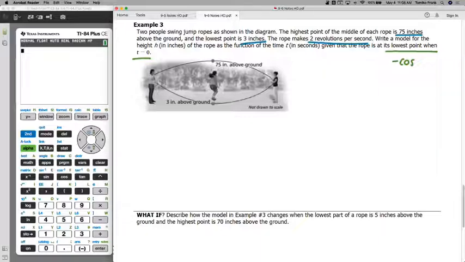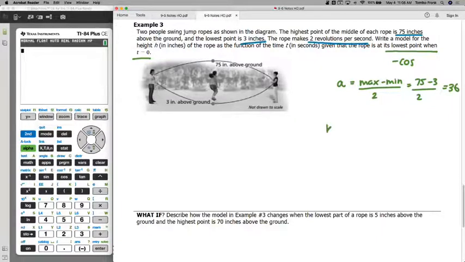Okay, now that we've got the function, we've got to start figuring out what all of the rest of the values are going to be. So let's start with the amplitude. To find the amplitude, we've got kind of a shift going on here. We have a maximum and we have a minimum value. In order to find the amplitude, we take the max, subtract the min, divide by 2. So 75 is the maximum height, 3 is the minimum height. We are looking at an amplitude then of 36.